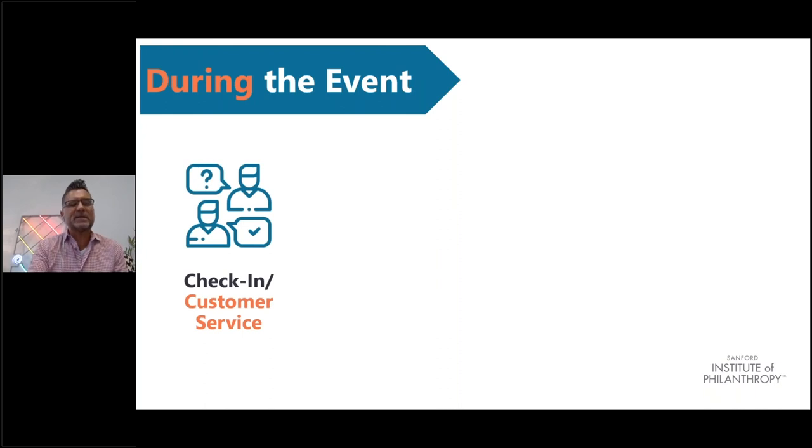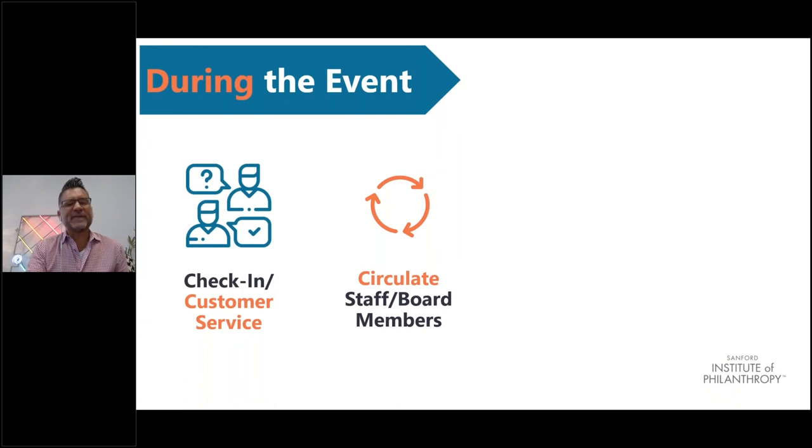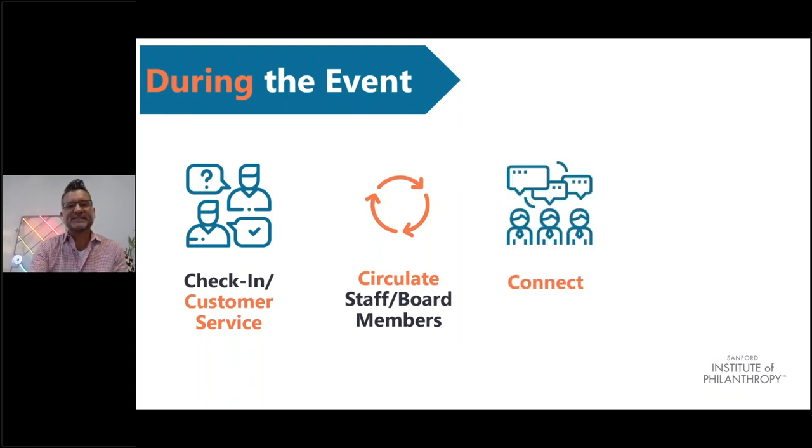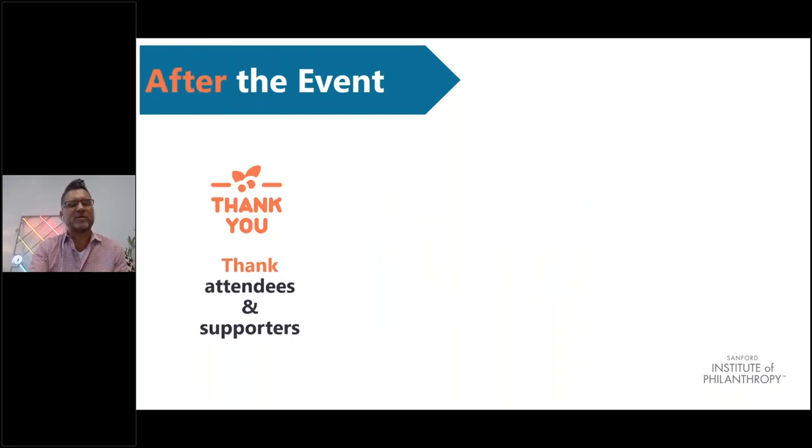So during the event, making sure that customer service is top of mind, check in. Nobody likes to stand in queue forever to check in for an event. Making sure that your staff and board are circulating throughout the event so that they are serving as your brand ambassadors, and making real and genuine connections at the event so that you keep the event moving forward. This is the big one, right? So this is how you build your ROI after the event.